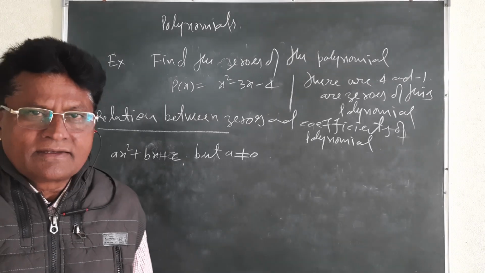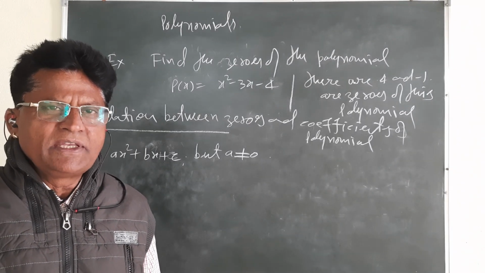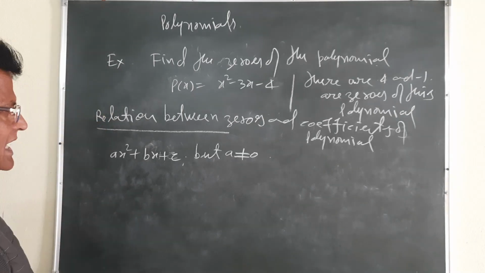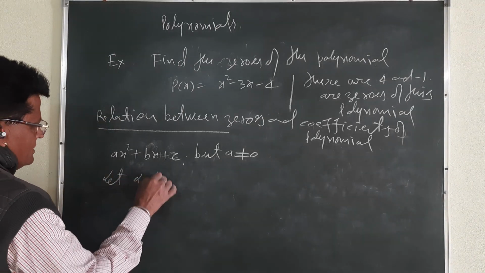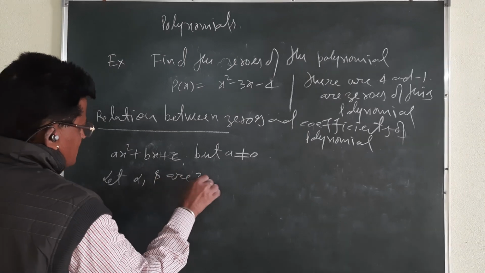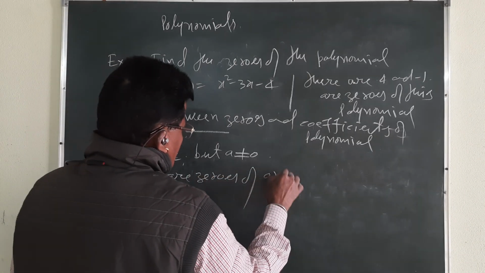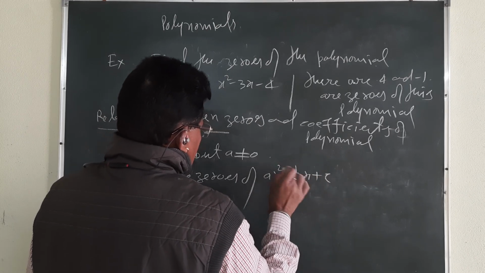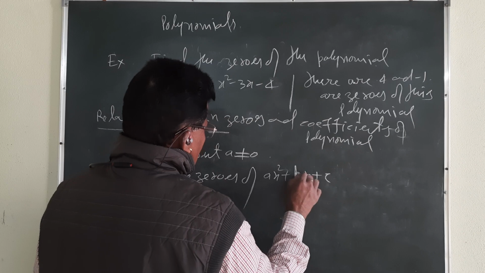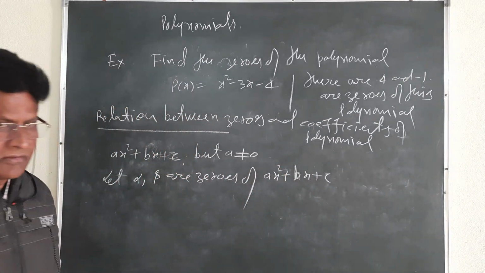See here, I am taking the same thing which has been used frequently by you. Alpha, beta are the zeros of this one. Let alpha, beta be zeros of the quadratic polynomial ax square plus bx plus c. And I told you generally you denote it by p(x).